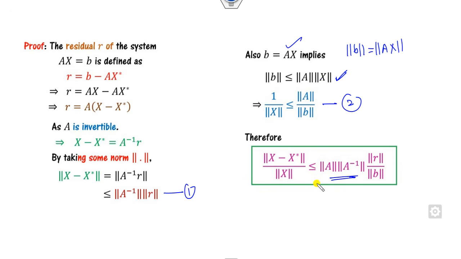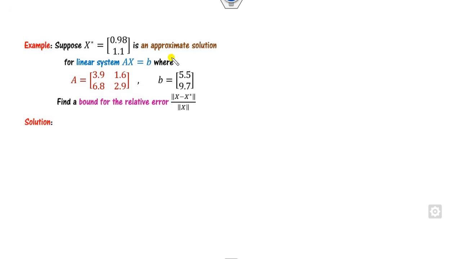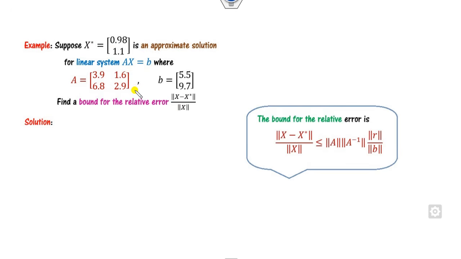What is the significance of this norm? We can see the counter example. If I say x star is my approximate solution of this system, you can find the bound on the relative error. What is that? Firstly, you can start with the residue, because we need this. So I need to find the norm of r. I need to find the norm of B. The norm of B you can easily find. So what is the norm of B? Maximum value of this, 9.7.